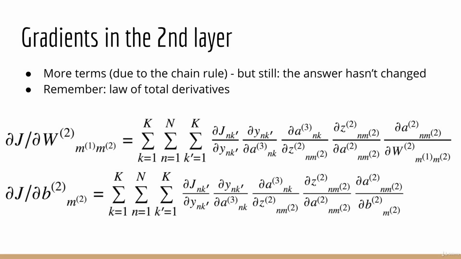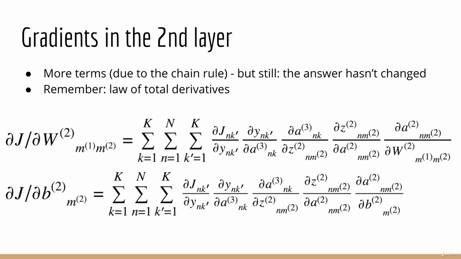As before, the next step is going to be a little more tricky because it involves more terms in the chain rule. But importantly, we've already derived these. So it's not a matter of deriving them again. It's just a matter of replacing each symbol with our new set of symbols. Also, recall that we've applied the law of total derivatives here, just like before. So we sum over k twice.